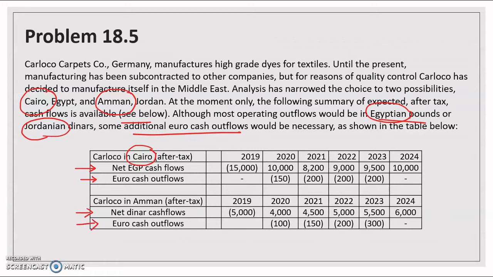Okay. Now, of course, the operating cash flows for Cairo and Amman have a mix of inflows and outflows. As you can see, the negative values are outflows. And as has been mentioned, additional euro outflows would be necessary, additional working capital possibly. So the euro outflows are all of negative value. So then let's look at more details.